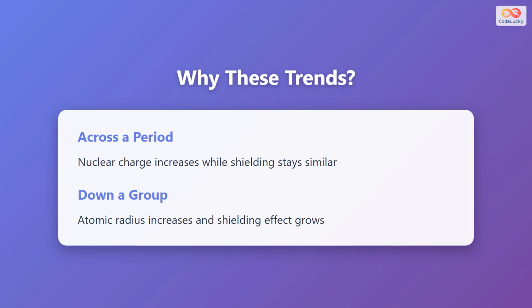But why do these trends exist? When moving across a period, the nuclear charge increases because there are more protons in the nucleus, while the shielding effect from inner electrons stays relatively similar. This means the outer electrons feel a stronger pull from the nucleus, increasing electronegativity. When moving down a group, the atomic radius increases and the shielding effect grows because there are more electron shells between the nucleus and the outer electrons. This weakens the nucleus's pull on bonding electrons, decreasing electronegativity.